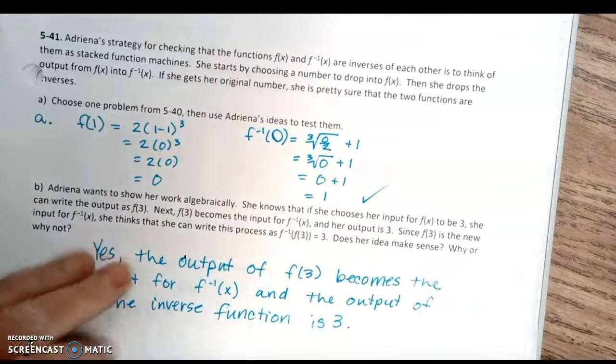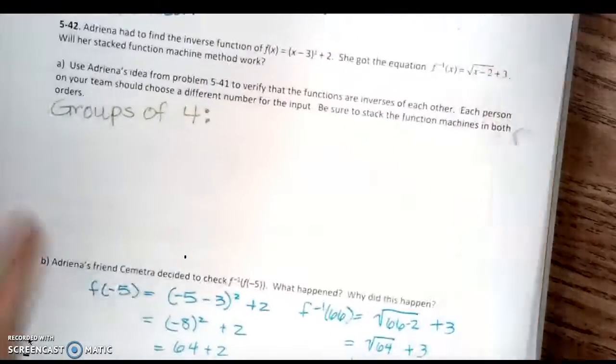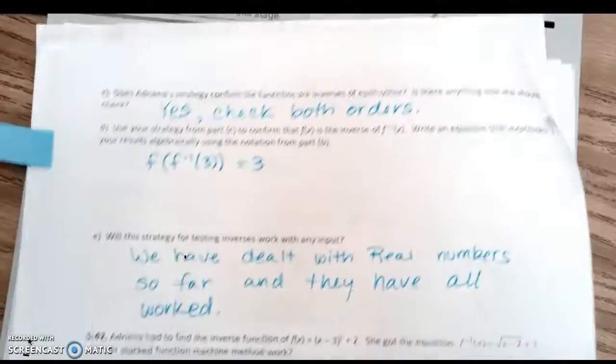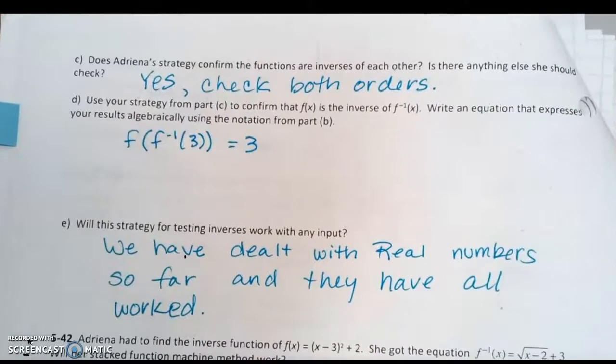Okay, turn over to the top of page 13. Part C from the previous question says, does Adriana's strategy confirm the functions are inverses of each other? Is there anything else she should check? Yes, it confirms it. You just want to check both orders.